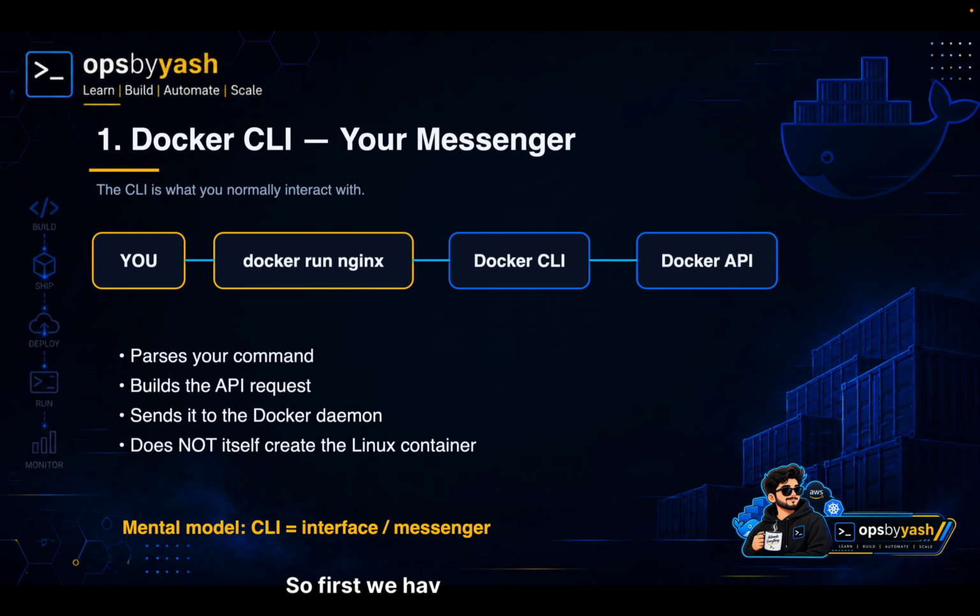So first we have the Docker CLI. This is the part most developers interact with. When you type docker run nginx, the CLI understands that command and converts it into an API request. And here is an important distinction. The CLI doesn't actually create your container. It's basically the messenger. Think of it like ordering food. You tell the waiter what you want, the waiter sends the order to the kitchen, the waiter doesn't cook your biryani. Similarly, the Docker CLI doesn't create the container itself. It sends the request to the Docker daemon.